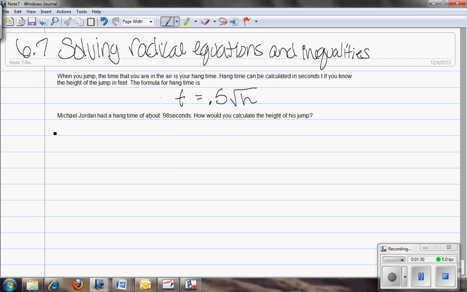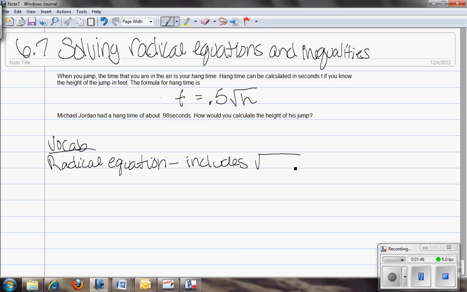All right, before we begin, I have a couple of vocab words that I think are important. Radical equation. That includes anything that includes a radical expression. So if you have a radical sign in it, it's a radical equation, and an equal sign, of course.